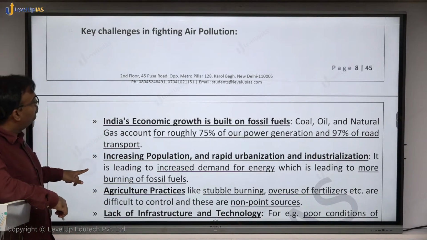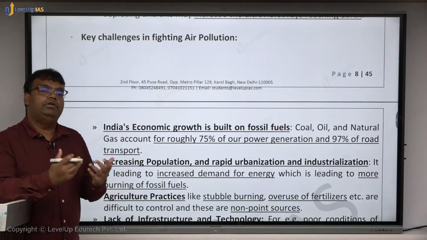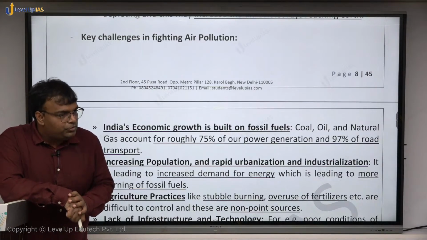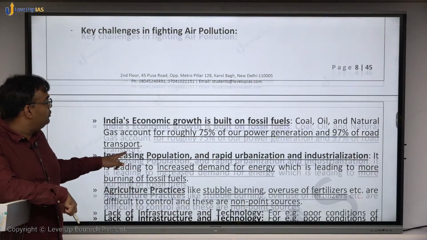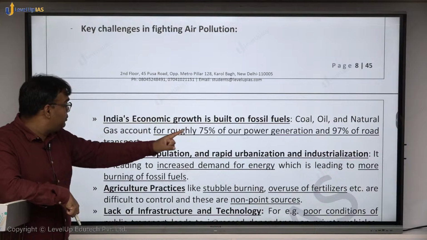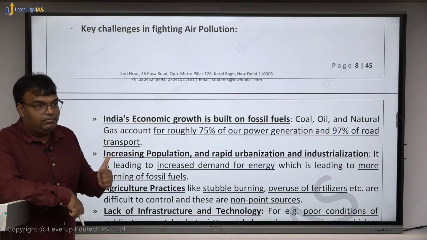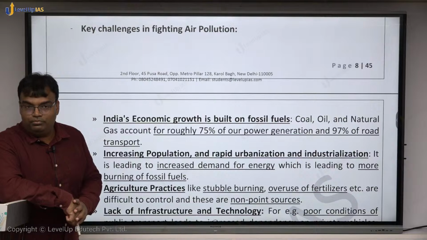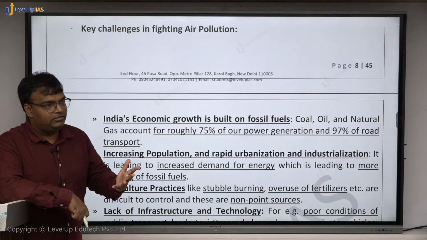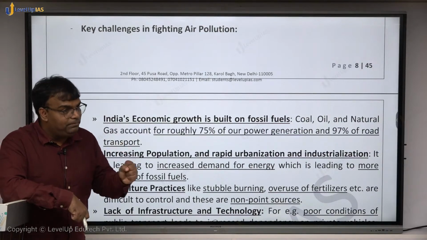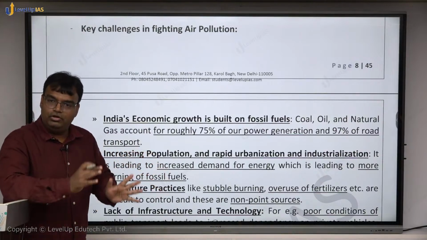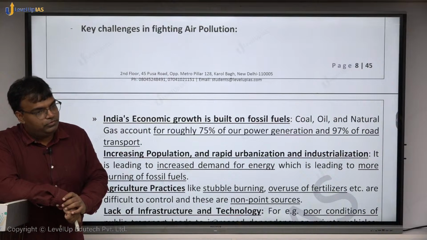So one major issue is that our economic growth is built on fossil fuel. Fossil fuel is one of the major reasons for pollution, and around 75% of our power generation comes from coal, oil, natural gas. 97% of our road transportation comes from oil, natural gas. So giving it up altogether is difficult. What are the reasons because of which we are not able to fight air pollution? One reason is our entire development is focused on or is based on this fossil fuel.